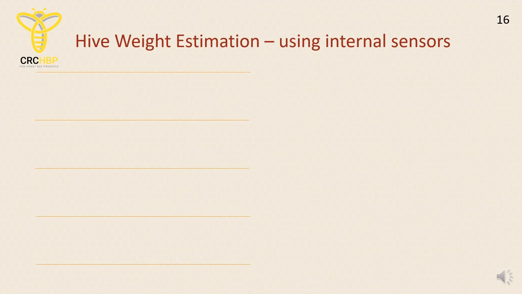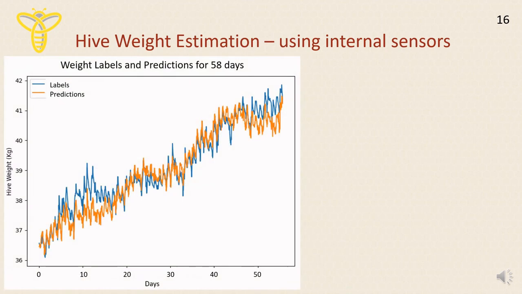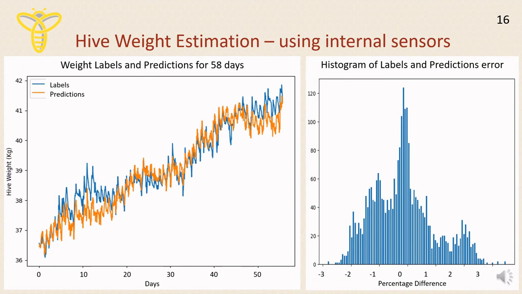Here are the results of estimating the hive weight for 58 consecutive days. Blue is the actual weight of hive, whereas the estimated weight is in orange. For the major part, the AI is able to track the weight with very good accuracy. And for the portion where it loses the track, it is able to catch up later on. If we calculate the percentage error between the estimated weight and actual weight for all 58 days with 48 samples per day, this error never goes beyond plus minus 3%, which for an AI model is quite remarkable.